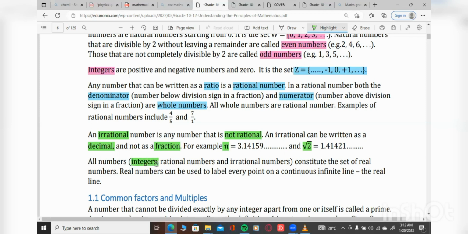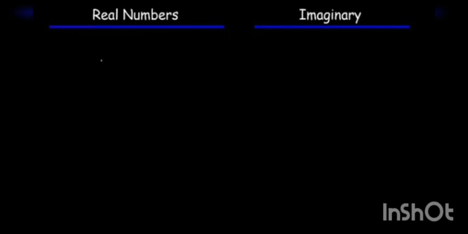Integers, rational numbers and irrational numbers constitute the set of real numbers. Real numbers can be used to label every point of a continuous line. Any number that can be put on a number line is a real number. All integers are real numbers. You can also tell what real numbers are by first understanding what imaginary numbers are.